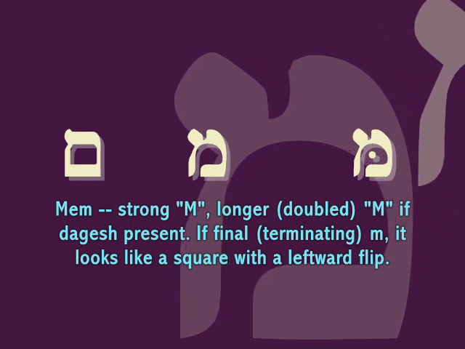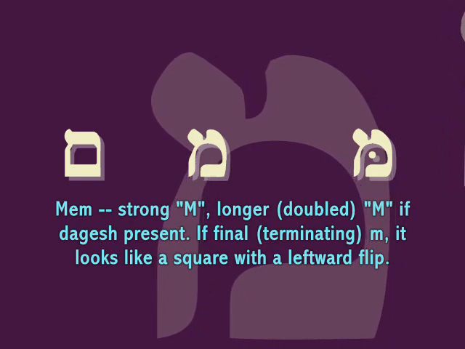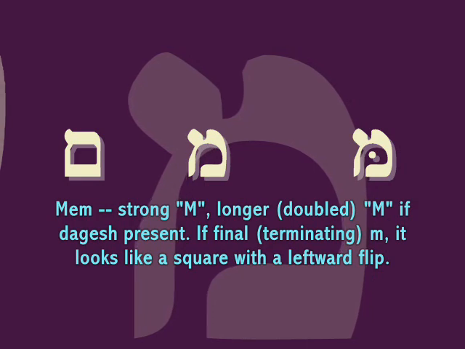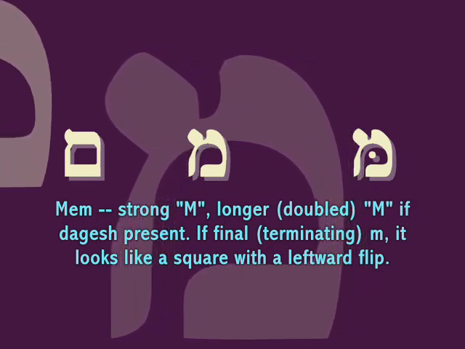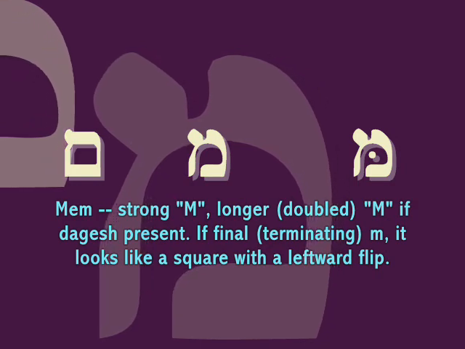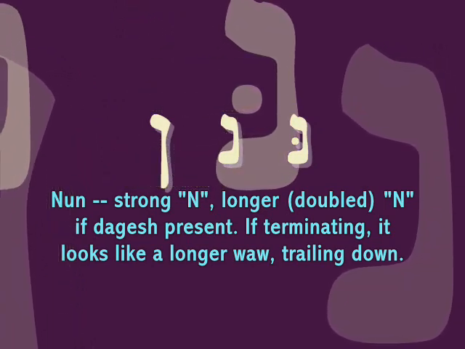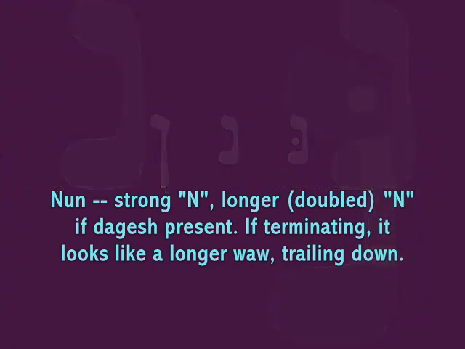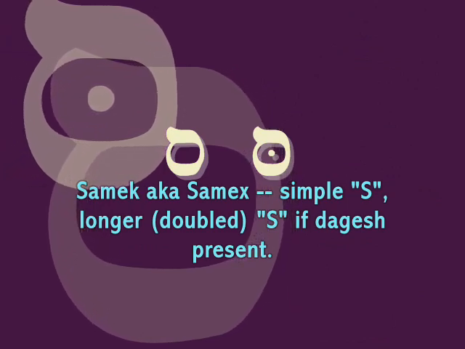Now the mem, when it's closed, when it's a final M in a word, it looks like a square. So you've got mem. It looks like an M anyway in English, but you can just see how the mouth comes down. If you're going from lower right to upper left, you can just see the M sound. Next letter is nun. The final nun looks kind of like the dagger, only very long. So that's N. Next is the samex. They call it samek today. It used to be called samex.